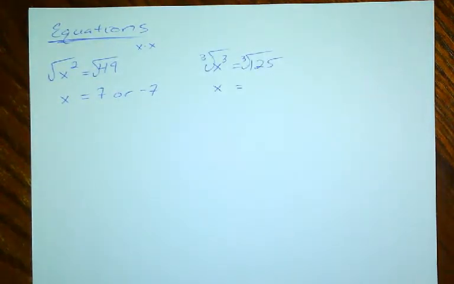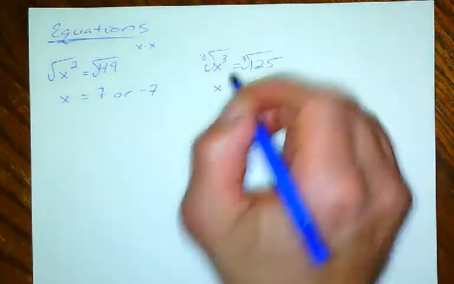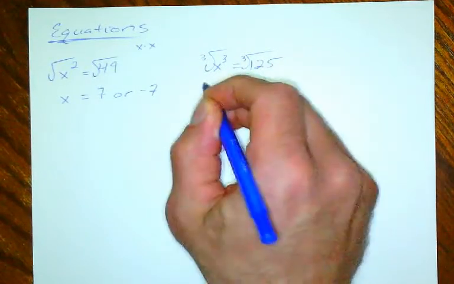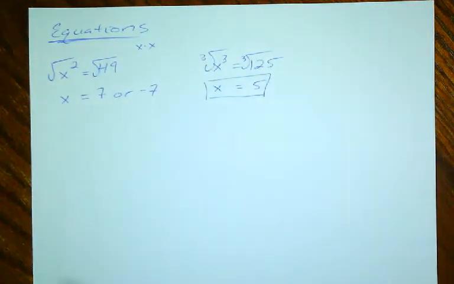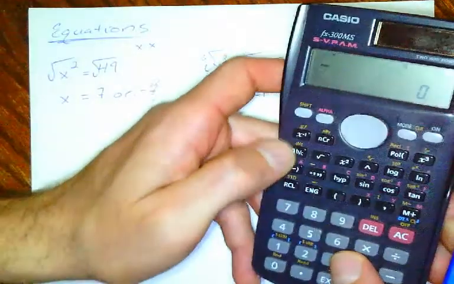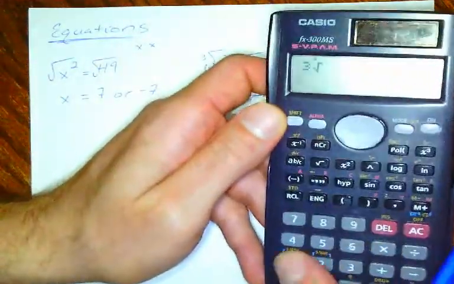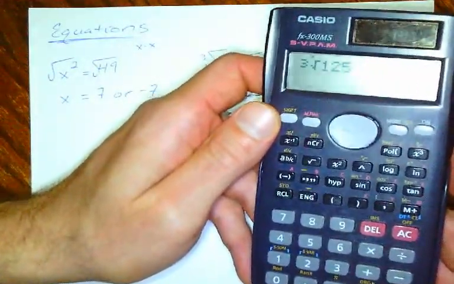Well, 3 times 3 times 3 gives me 27. That's too small. 4 times 4 times 4 gives me 64. 5 times 5 is 25, times another 5 takes us up to 125. So x equals 5. Now, if you can't do that in your head, use your calculator. The cube root of 125 is 5.